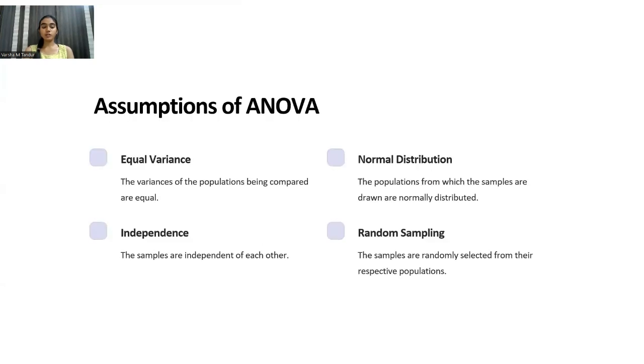Assumptions of ANOVA. Equal variance. The variances of the populations being compared are equal. Normal distribution. The populations from which the samples are drawn are normally distributed. Independence. The samples are independent of each other. Random sampling. The samples are randomly selected from their respective populations.